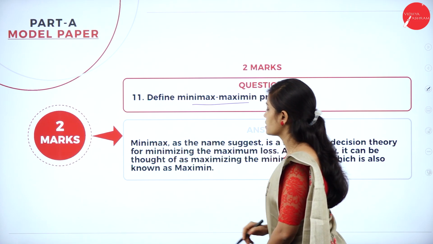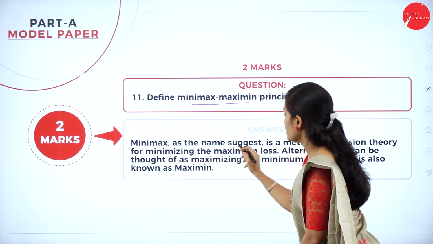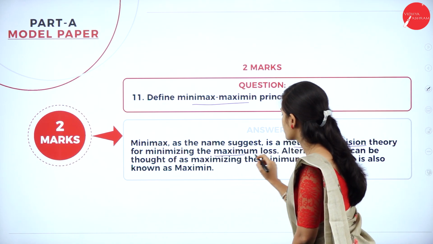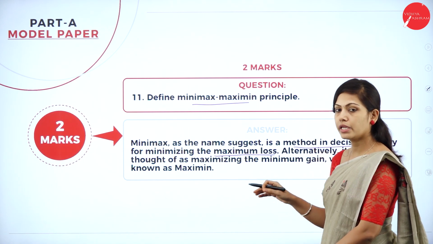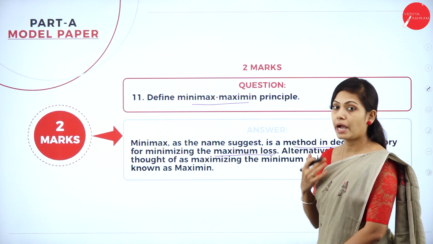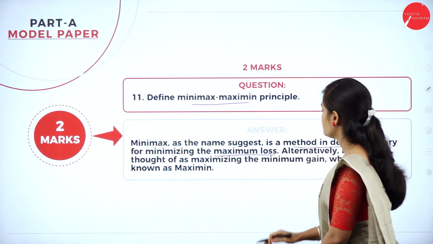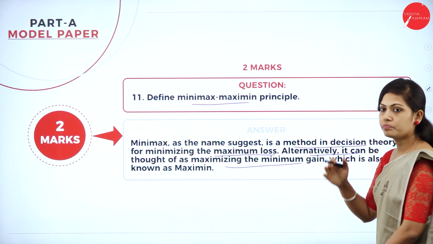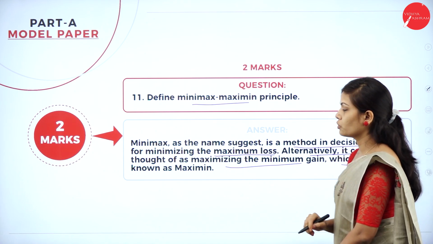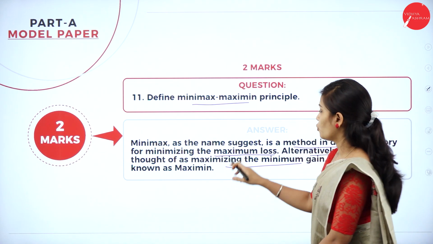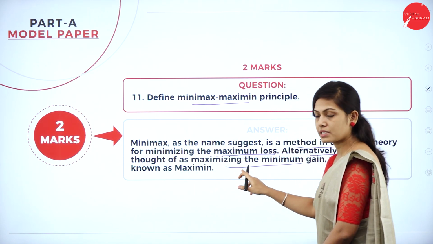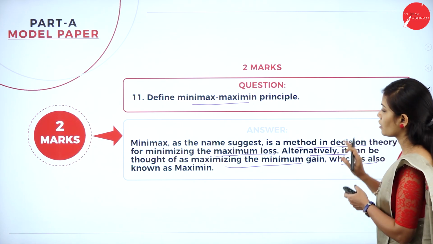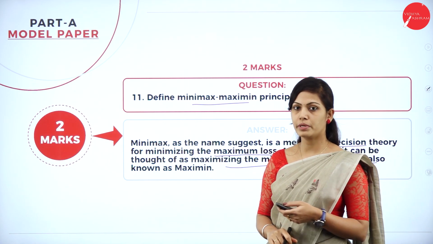So what is this minimax and maximin principle? As the name suggests, it is a method in decision theory for minimizing the maximum loss. So in game theory, we are minimizing the maximum loss and maximizing the profit. Clear? And it can be thought of as maximizing the minimum gain, which is also known as maximin. So minimax means minimizing the maximum loss, and maximin means maximizing the minimum gain. This is the concept of the minimax and maximin principle.